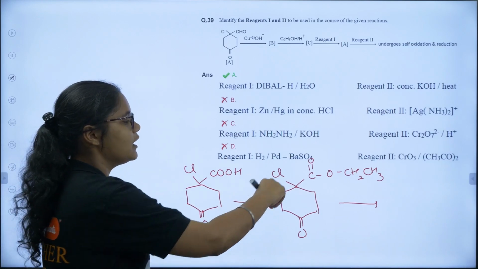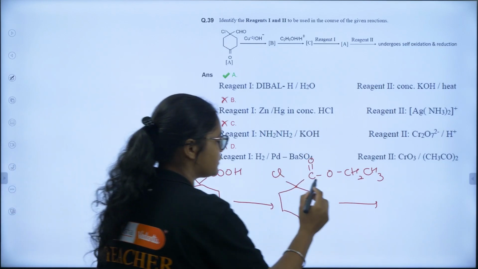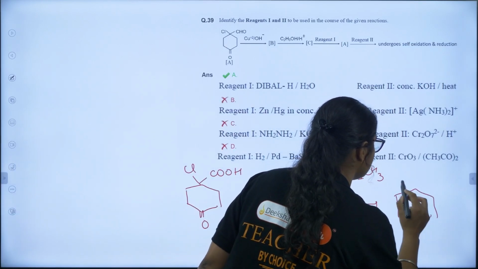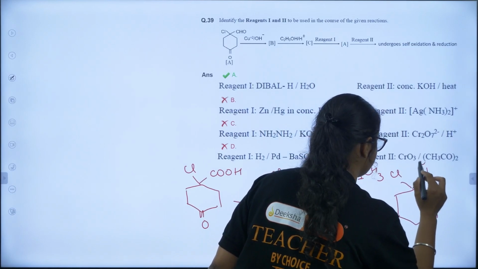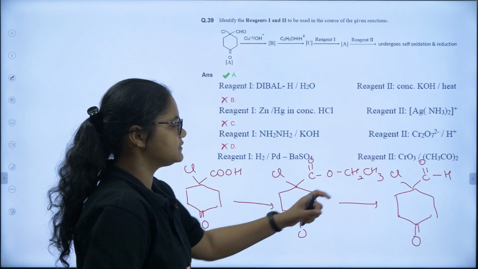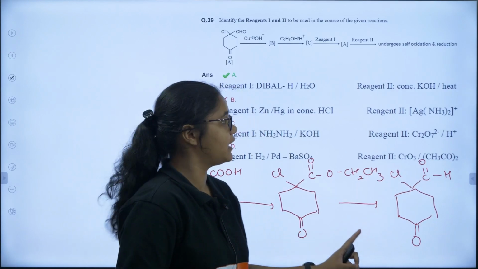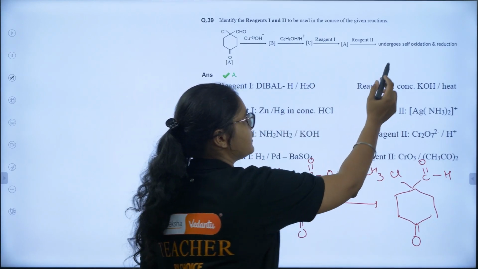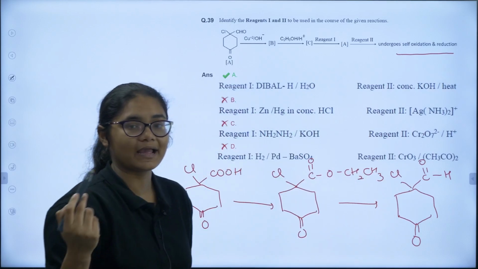That can reduce your esters to aldehyde. So what we'll get here is the compound with Cl and CHO, and then we have here C double bond O. Now if you see, this compound doesn't have any alpha hydrogen. When you treat it with a base, it undergoes self oxidation and reduction, that is your Cannizzaro reaction, right?